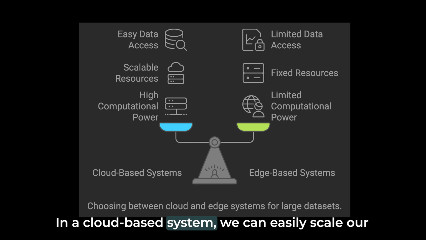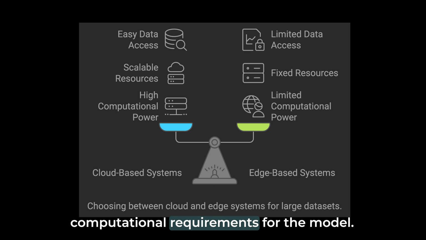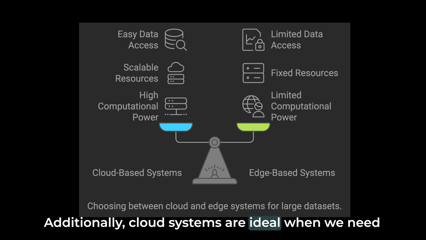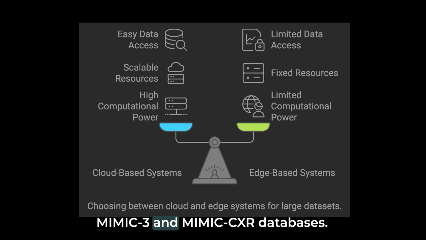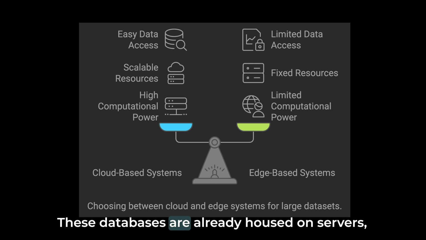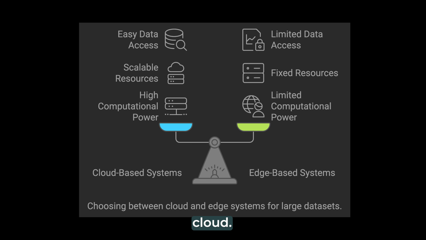In a cloud-based system, we can easily scale our resources depending on the size of the data and the computational requirements for the model. Additionally, cloud systems are ideal when we need to access multiple large datasets, as we do with MIMIC-III and MIMIC-CXR databases. These databases are already housed on servers, making it efficient to process and store data in the cloud.